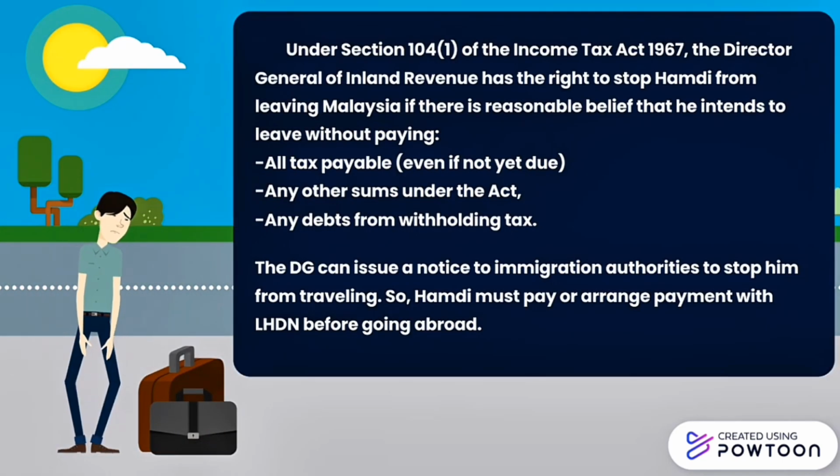Under Section 104 Subsection 1 of the Income Tax Act 1967, the Director General of Inland Revenue has the right to stop Hamdi from leaving Malaysia if there is reasonable belief that he intends to leave without paying all tax payable even if not yet due, any other sum under the Act, and any debt from withholding tax. The DG can issue a notice to immigration authorities to stop him from travelling. So Hamdi must pay or arrange payment with LHDN before going abroad.